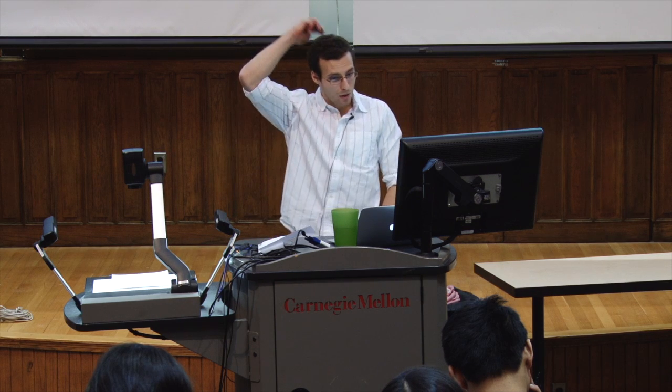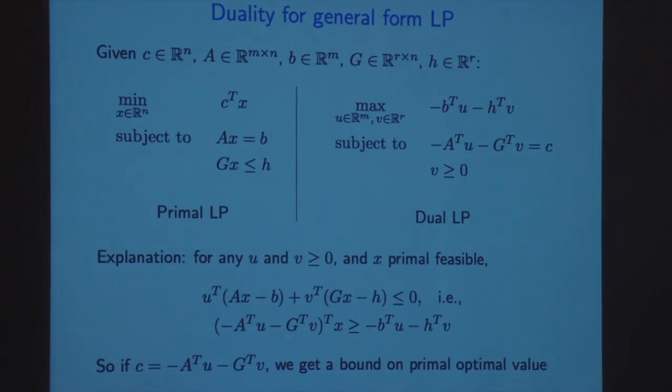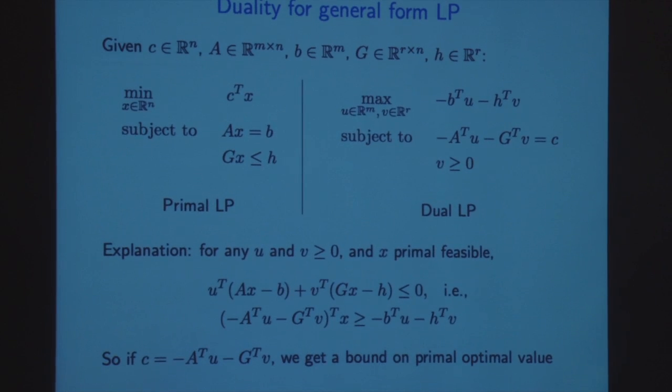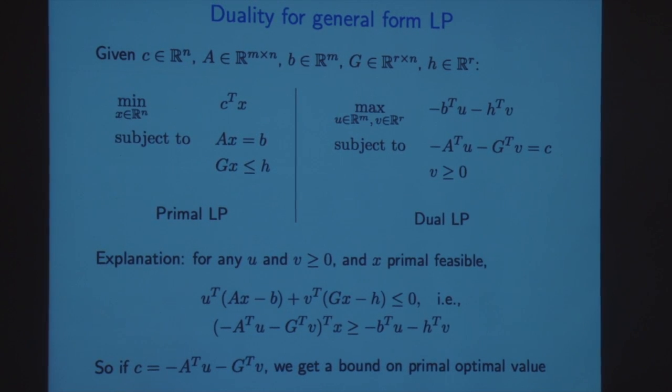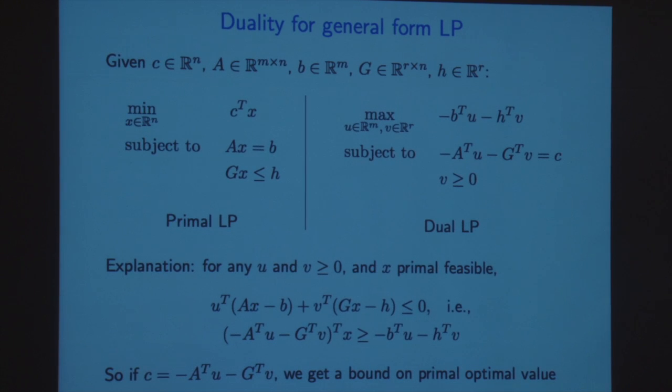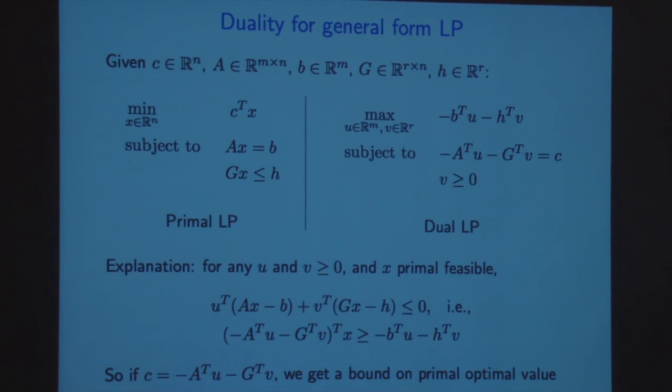Okay, let's take a general form LP. It's actually not standard form, but I prefer looking at this form. We're going to minimize some linear function, c transpose x. Now x is an n-dimensional optimization variable. It's not real valued anymore. Subject to the following constraints: Ax equals b, and Gx is less than or equal to h.